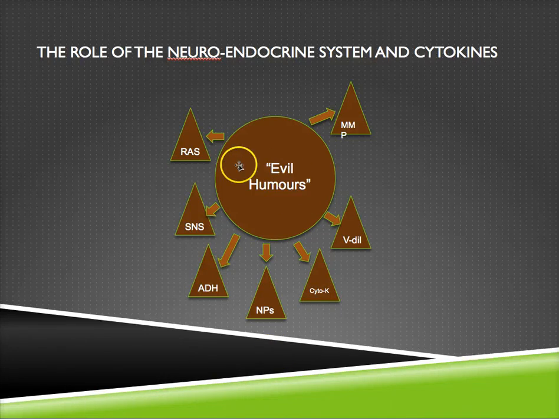In this slide, we're looking at the humours, or the neuroendocrine system. These can be broken down into various subsections, including the renin-angiotensin system, the sympathetic nervous system, antidiuretic hormone or vasopressin, natriuretic peptides, which are peptides released from the heart. The most important one is known to be brain-type natriuretic peptide, or BNP, cytokines, vasodilators including bradykinins, and then matrix metalloproteinases, the actual importance of which is somewhat debated.